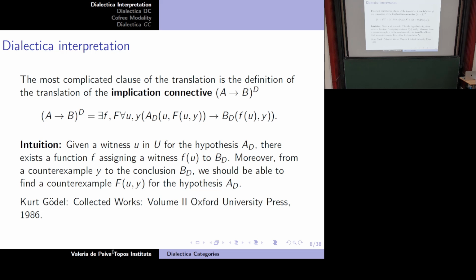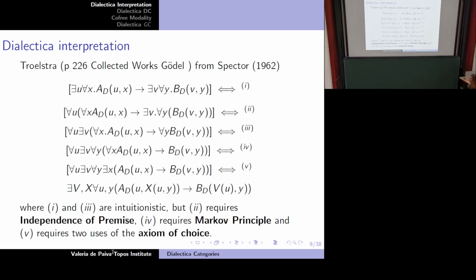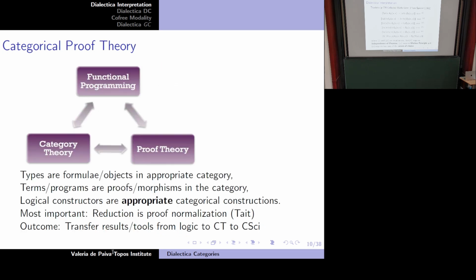So it takes a counterexample y to the conclusion b and pushes it back, using this capital functional F here, into the a. So from a counterexample to the conclusion, you should be able to find a counterexample to the hypothesis. You can read all about that, and all the explanations of Professor Troelstra, in the collected works. Okay, so this was the bit about logic.